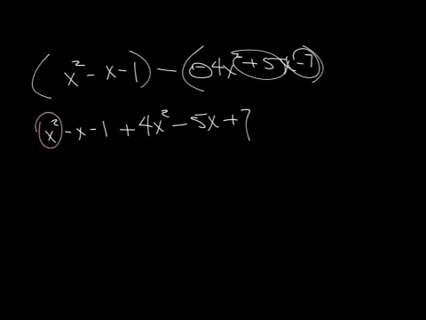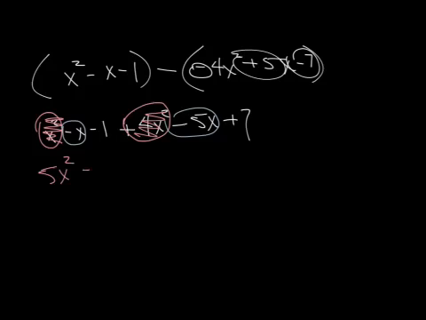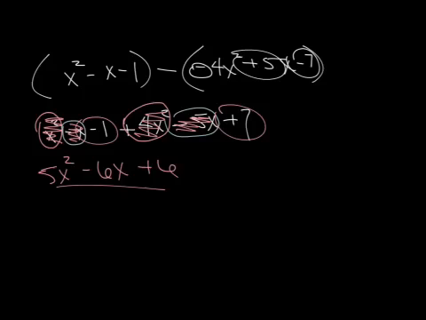I've got an x squared and an x squared, so I've got 5x squared when I add them. I have a minus x and a minus 5x, so a minus x minus 5x would be a minus 6x. Those go away. And I have a negative 1 and a positive 7, which gives me a positive 6. And I'm done.